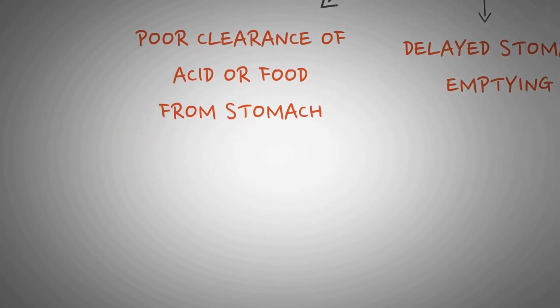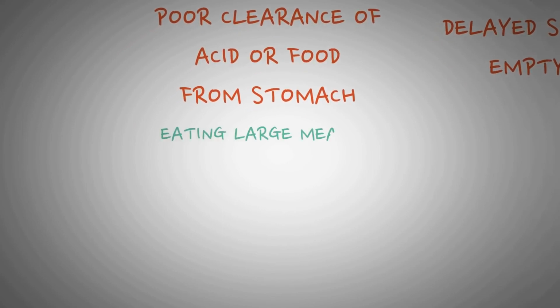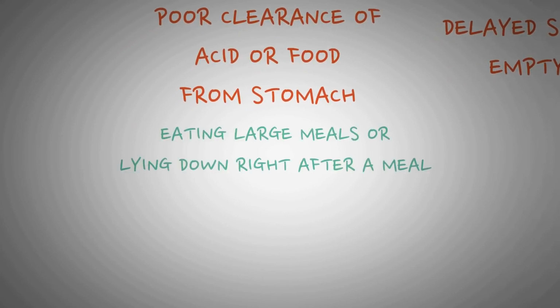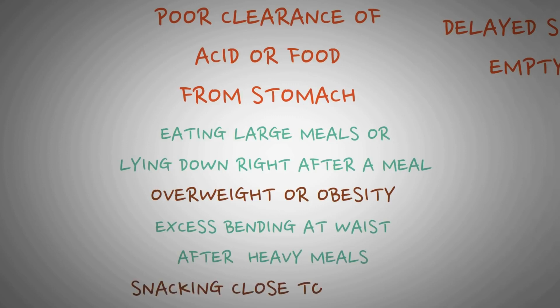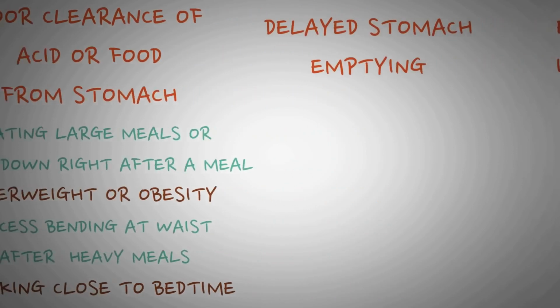Slow clearance of food from the stomach can be caused by various reasons like eating very large meals or lying down after eating a meal, being overweight or obese, eating a heavy meal and then lying on your back or bending over at the waist, and snacking close to bedtime. All these habits lead to retention of food in your stomach for longer periods of time, and then there are more chances of the acidic contents of your stomach to regurgitate into your esophagus.